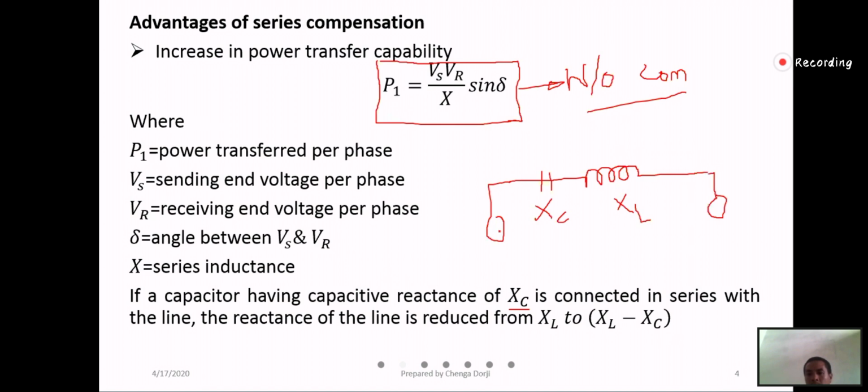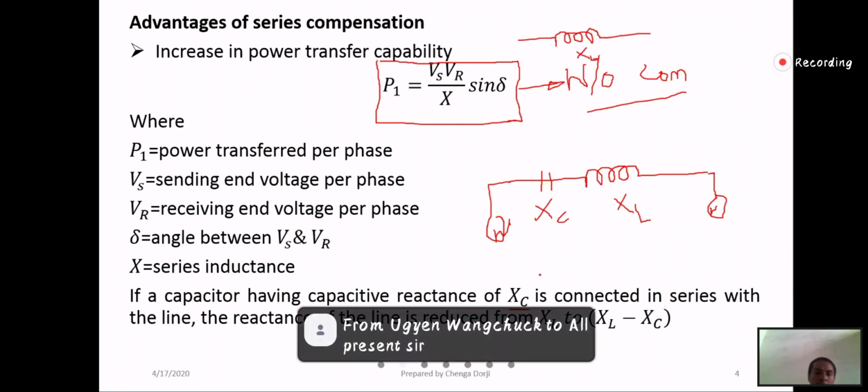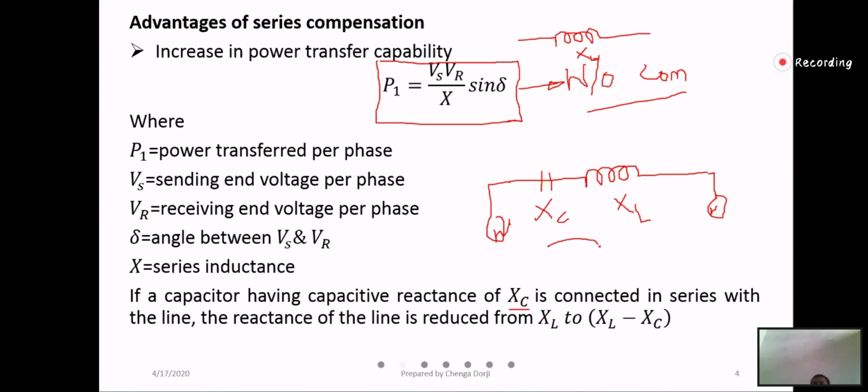Okay, line A. Here it was this type only: you have this without compensation, which means without a capacitor in the line. So this is the case with only XL here. Now what will be your effective impedance? The effective impedance here is XL minus XC.